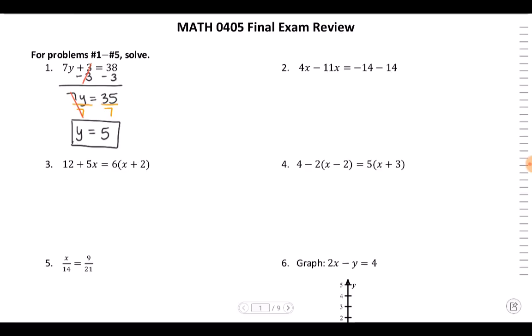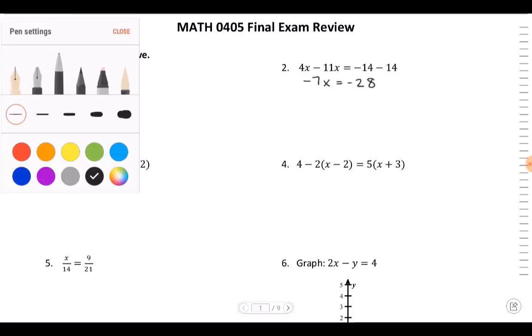Okay, we can do the same things on questions 2 through 5 in order to get our variable by itself. On number 2, I see that I have some like terms on the left side of my equal sign, and I need to combine those. If I have 4 x's and I'm taking away 11 x's, then I should have a negative 7x remaining. So 4 minus 11 is equal to negative 7. You just combine the coefficients, or the numbers in front of the variables, and your x stays as is. On the other side, negative 14 minus 14 would be negative 28.